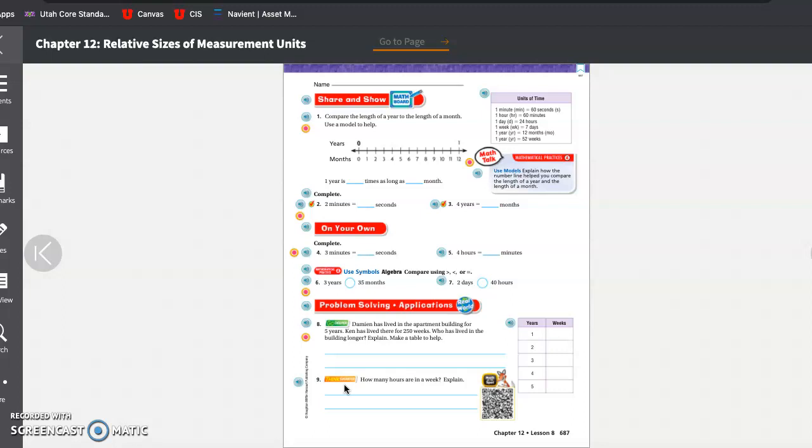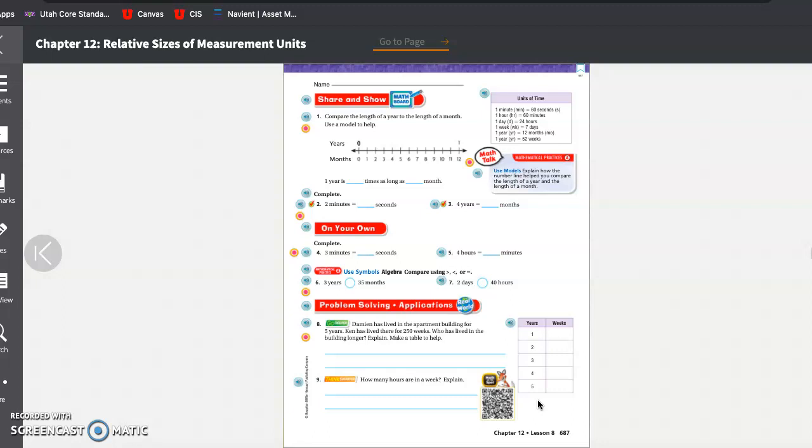So, Damien has lived in the apartment building for 5 years. Ken has lived there for 250 weeks. Who has lived in the building longer? Explain, make a table to help. So, over here, 1 year to weeks. So he's lived in his apartment building for 5 years. Okay, so 1 through 5. Ken has lived there for 250 weeks. Who has lived in the building longer? Explain and make a table.